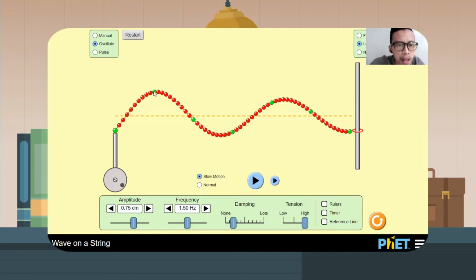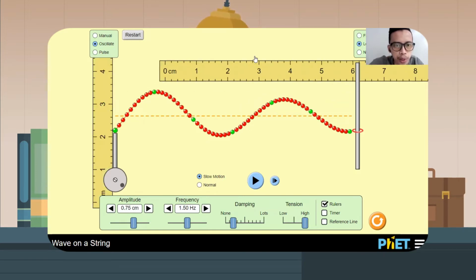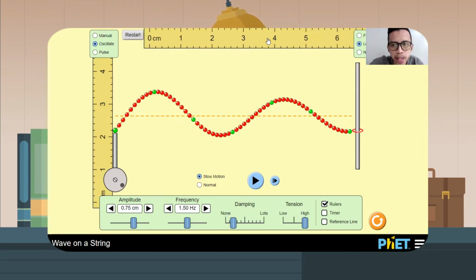We have a distance from this green ball to its equilibrium position. So this is the displacement of this point. And then this red ball also has a distance between it and its equilibrium position, so it has displacement. In this simulation, we can use a ruler to measure the displacement, everyone.